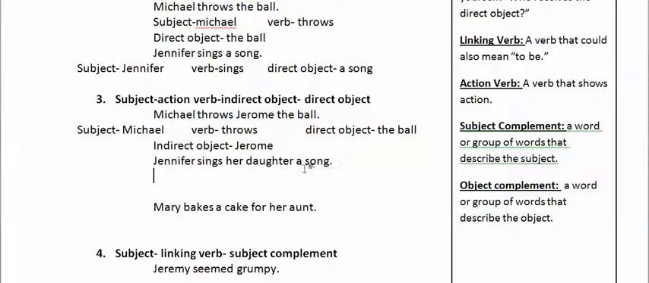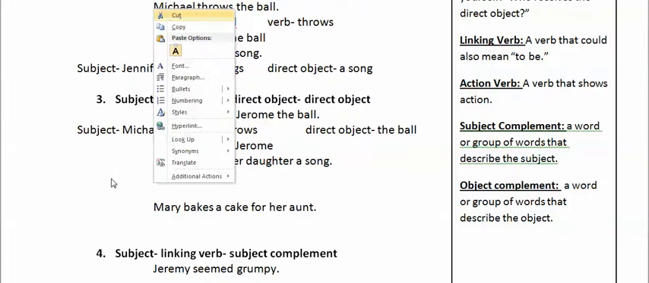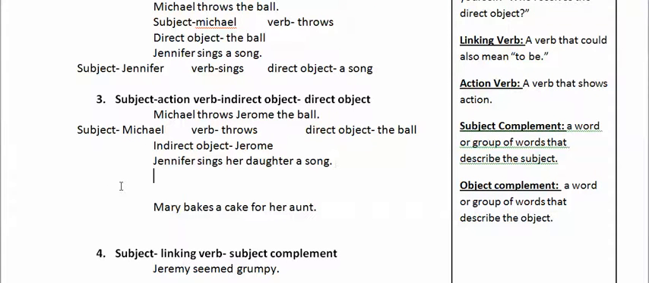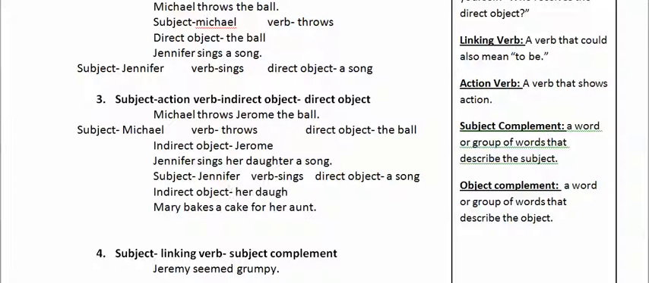Okay, same thing. Jennifer sings her daughter a song. The song is still the direct object because it is still having the action done to it. But the daughter is the indirect object because her daughter is receiving the direct object. So we have subject, Jennifer is doing the action. Verb, sings, because that's the action. And then we have direct object, the song. And the indirect object, her daughter.